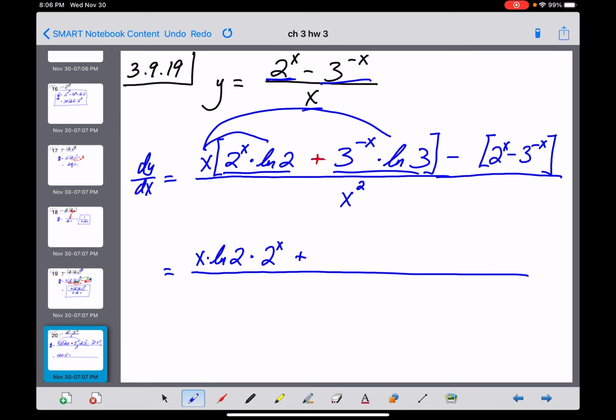And then plus, kind of the same thing right here, x multiplied by the natural log of 3 multiplied by 3 to the negative x. Then I've got this negative sign here. I'm going to distribute in there to get a minus 2 to the x, and then a plus 3 to the negative x, all over x squared. And that's where we sit right now, and my only question then would be, is there anything here that's alike, that can be combined, that can be simplified? And I really don't know that there is.